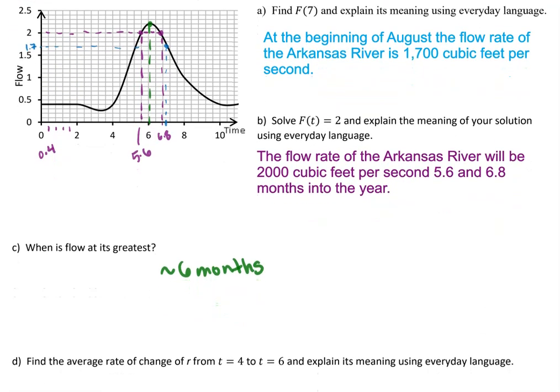Let's sneak up a little. Find the average rate of change from t equals 4 to t equals 6 and explain using everyday language. So we need to calculate the slope of the secant line. We need to find 2 points. So it looks like we're roughly at 4, 0.4 and 6, 2.2.